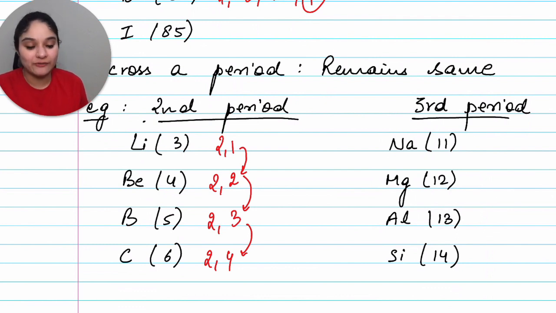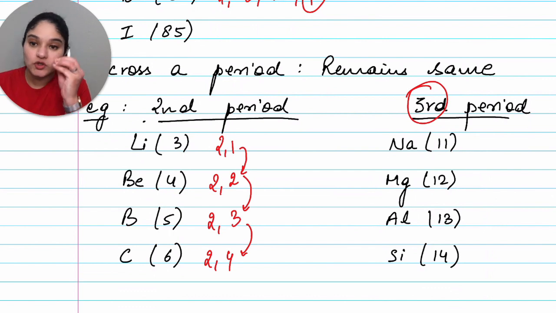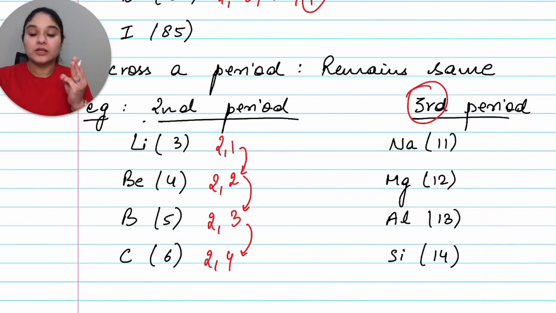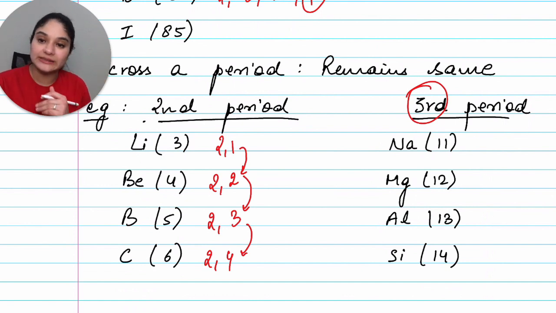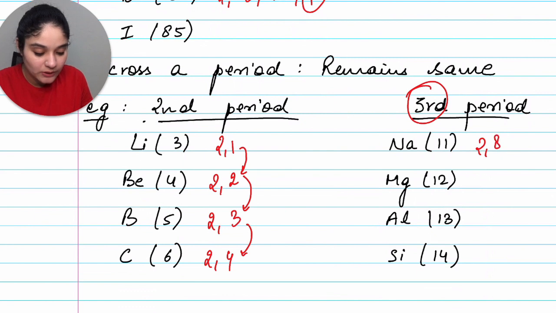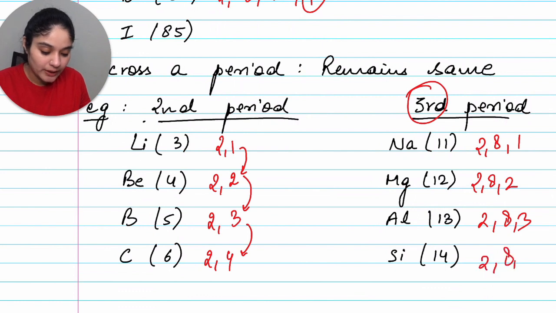And similarly, when we talk about the third period, you should already know by just looking at the question that if it is the third period, that means you'll have 3 shells in total, and the number of electrons in the outermost shell will keep increasing. Okay, so let's look at that. So first is sodium. So sodium will be 2, 8, 1. Then you have magnesium 2, 8, 2. Then 2, 8, 3. Then 2, 8, 4.